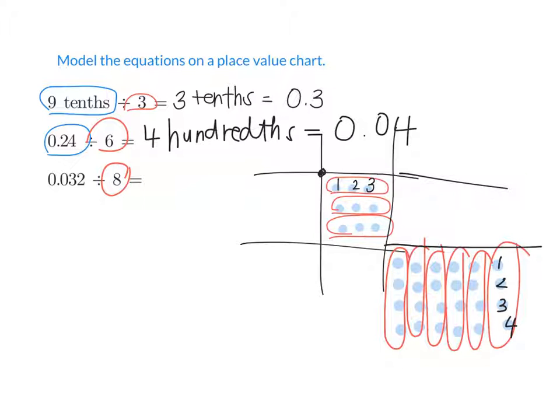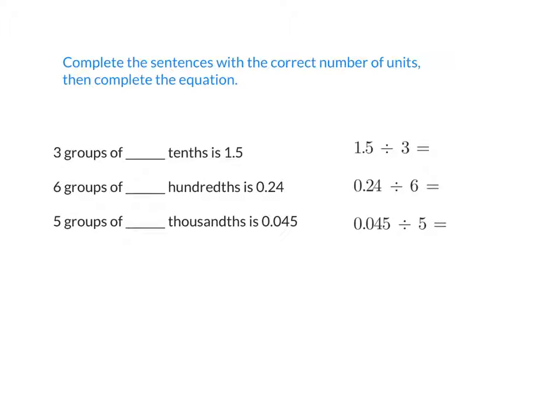Look back at this previous slide. I made 6 groups of 4 hundredths, or I made 3 groups of 3/10. As I reminded you, division means putting things into groups. Yes? So now, the directions say to complete the sentences with the correct number of units, then complete the equation.